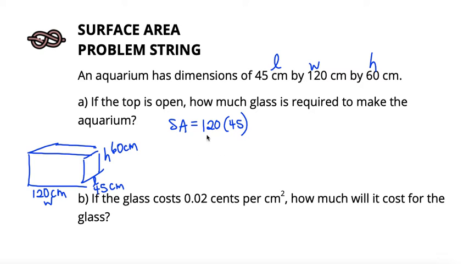So you can think about using the formula, or you could just think about what you have in terms of your things. So I have one of the bottoms. I have two of the sides. So I have two of the 45 times 60s. And I have two of the front, so front and the back. And those are the 120 by 60.